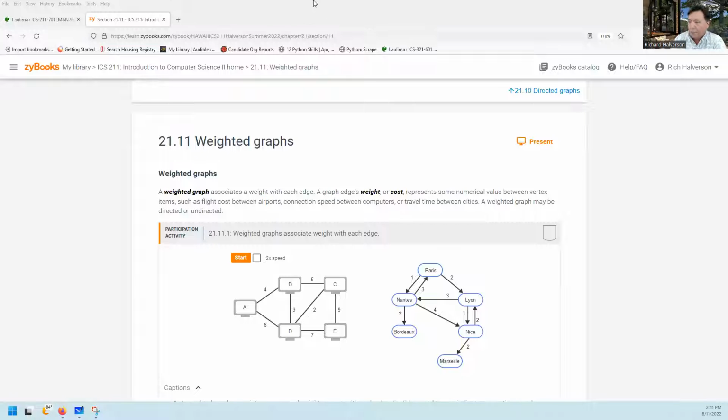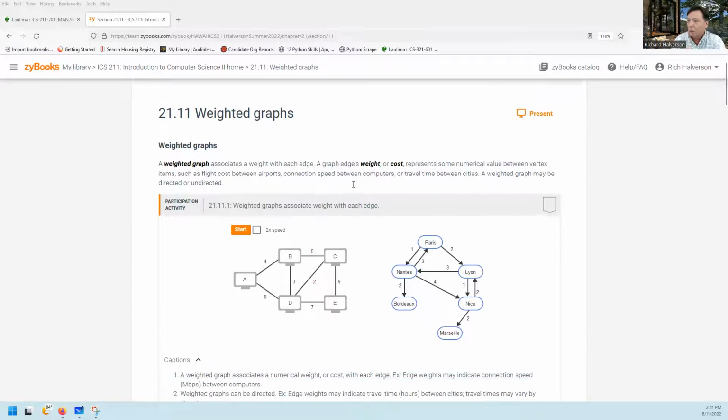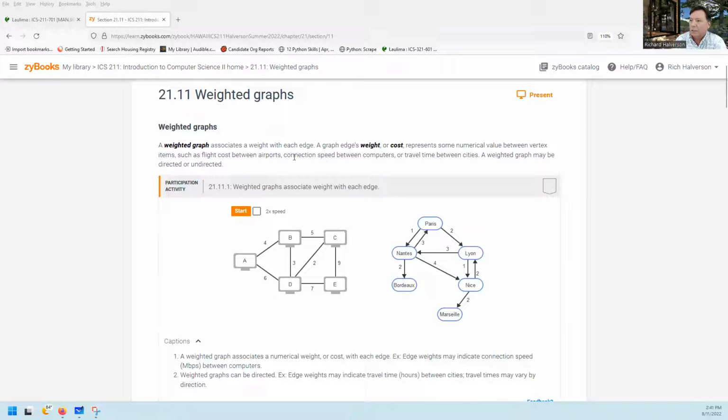So here we are. A weighted graph associates a weight with each edge. When you're traversing, you usually add up the weight or the cost of the particular edge, and that's how you come up with the shortest path. It's not just distance anymore, but there's a weight associated with each edge. Miles or something like that.